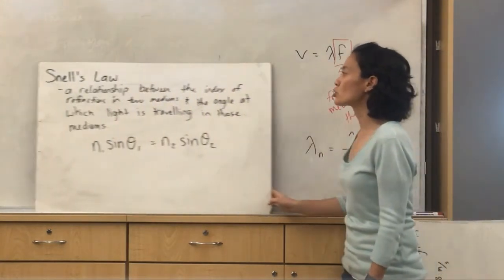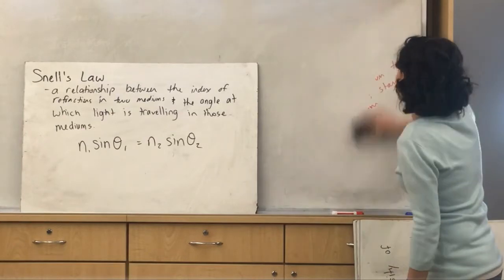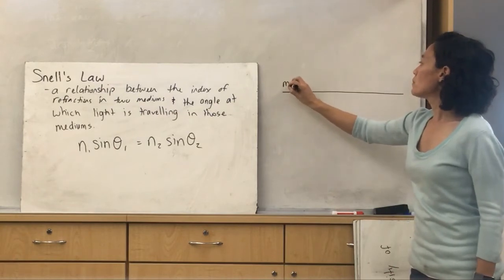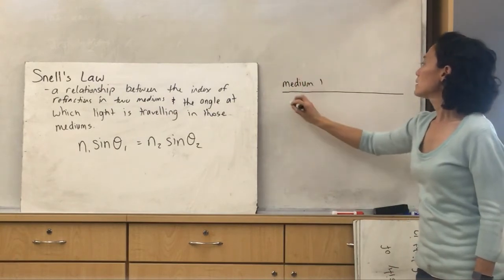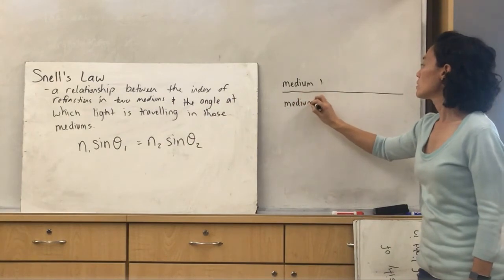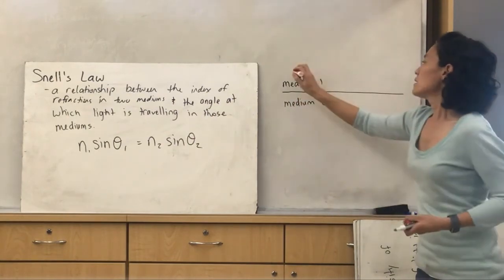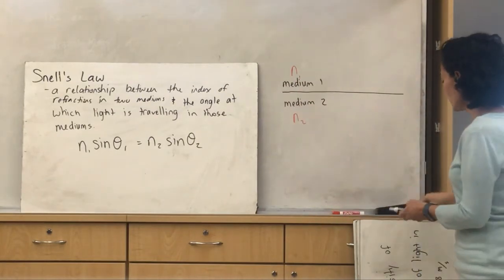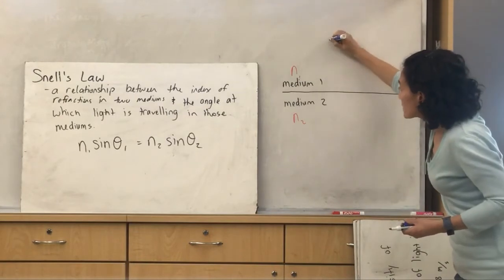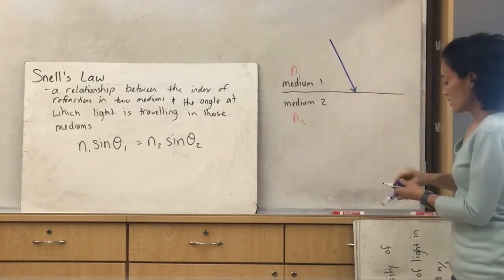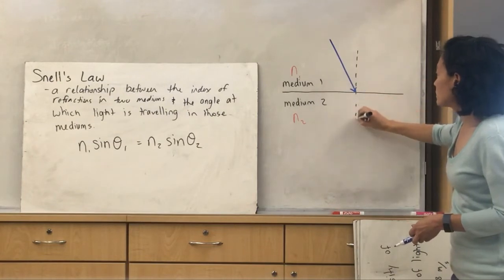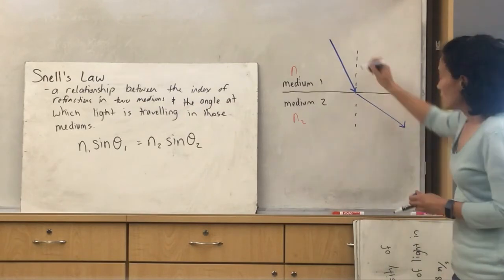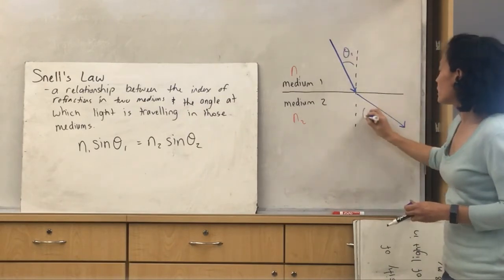To give you a little visual of this, let's say I've got my interface. So this is my medium 1. This is my medium 2. So this is n1, n2. And I've got my ray of light, and it strikes the interface at an angle. This would be my theta 1, this would be my theta 2.